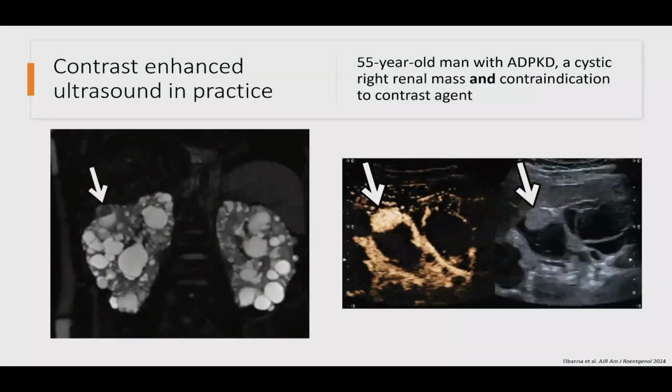So practically speaking, this is an example of a right renal mass that was detected on MRI in a 55-year-old patient with ADPKD, and they have a contraindication to contrast agent. And on the right-hand side, you can see conventional grayscale ultrasound as well as CEUS. And in the CEUS imaging, which is the orange, you can see that there is a bright enhancement of the mass, which is suggestive of vascularity within the mass and therefore can be suspicious for malignancy. Final pathology for this was found to be clear cell.